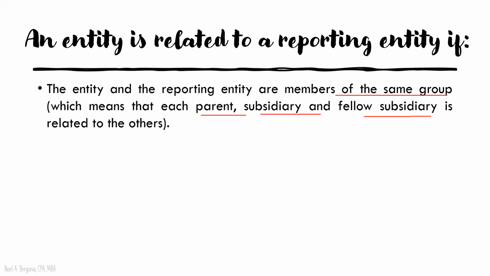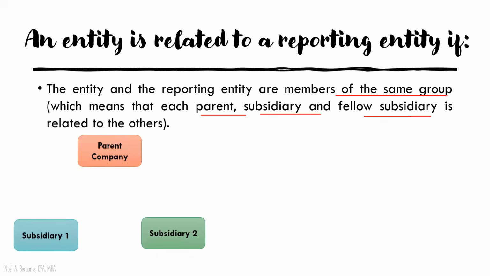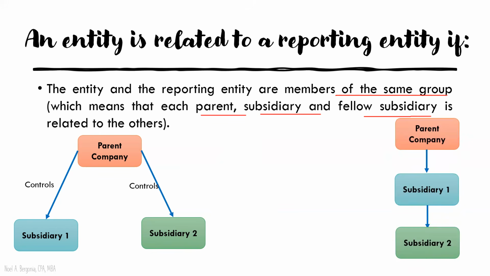Let me give you an illustration. Let's say you have the parent company, and you have subsidiary one and subsidiary two. Let's say the parent company controls, meaning having more than 50% voting power, over that subsidiary. On subsidiary 2, likewise, the parent company has control. Then another setup would be where the parent company has a subsidiary, which is subsidiary 1, and subsidiary 2 is a subsidiary of subsidiary 1.